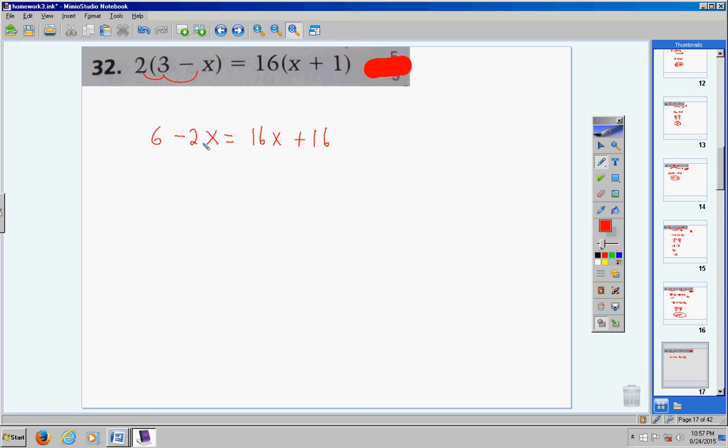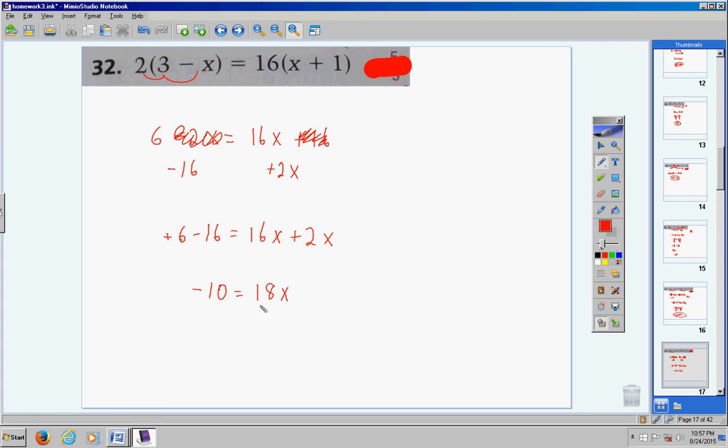So let's move our constant terms and our variable terms around. I'm going to bring my 2 and my negative 2x over and make it a positive 2x. I'm going to bring my positive 16 over and make it a negative 16. So I have 6, negative 16 equals 16x, positive 2x. A positive 6 and a negative 10. You have $6, you owe me 16, so you pay 6 off, you're left with negative 10. Positive 16, positive 2 is positive 18.